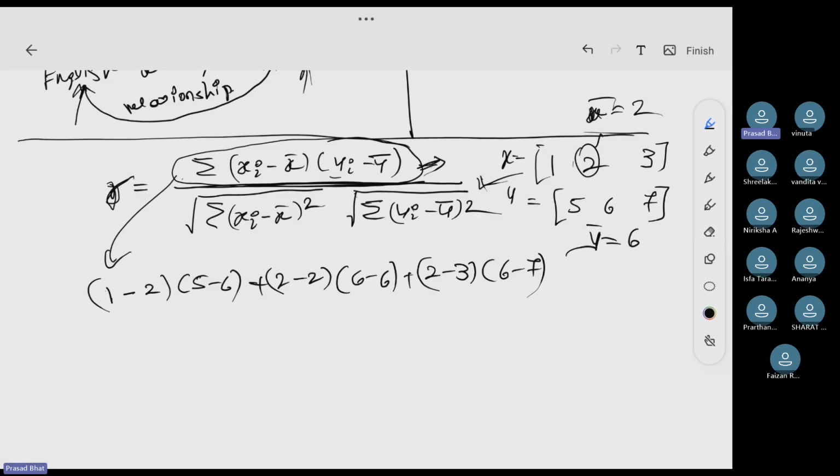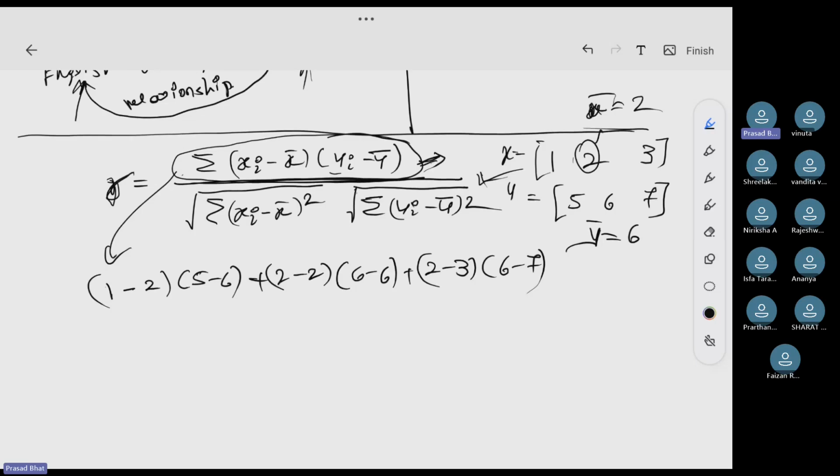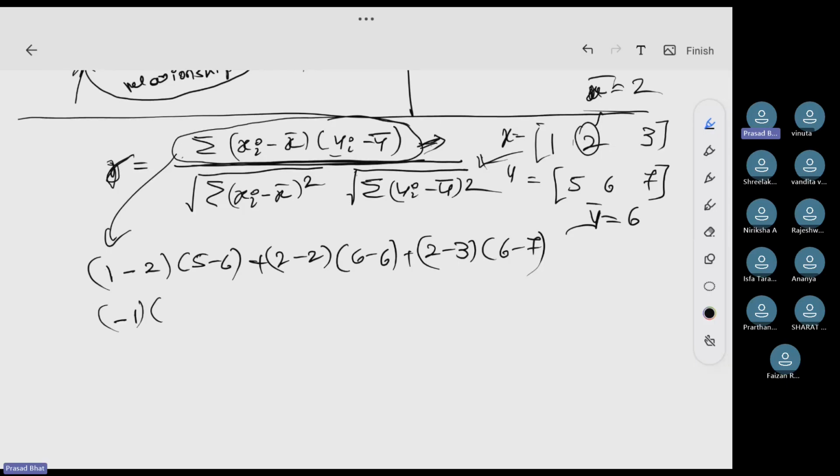When xi is smaller than x bar, in this case yi is also smaller than y bar. So 1 minus 2 is going to be minus 1, into 5 minus 6, which is minus 1 again. So when minus 1 is multiplied with minus 1, the negative signs cancel and it becomes positive, right? Plus 2 minus 2, 6 minus 6, this one anyway becomes 0. So let's ignore that and move on.